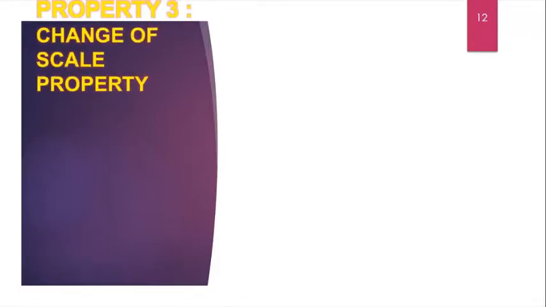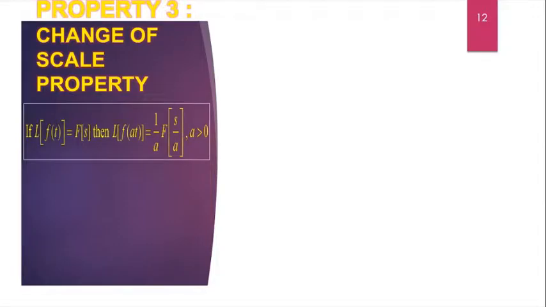Now we move into our property number 3, that is change of scale property, which is an important 2-mark proof in your Anna University examination. So let us go by the statement of change of scale property. If Laplace of f of t is equal to capital F of s, then Laplace of f of a t is equal to 1 by a capital F of s by a, where a is greater than 0.